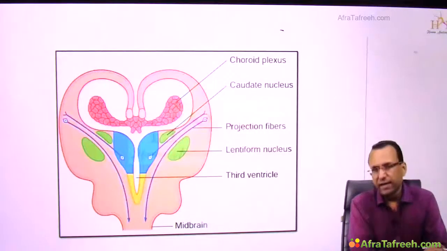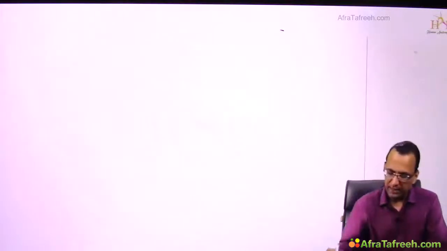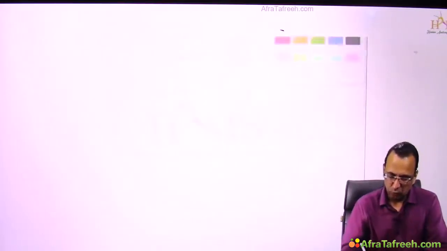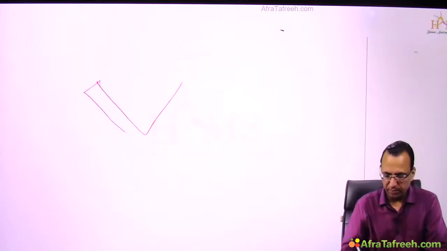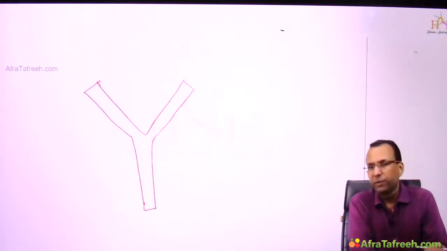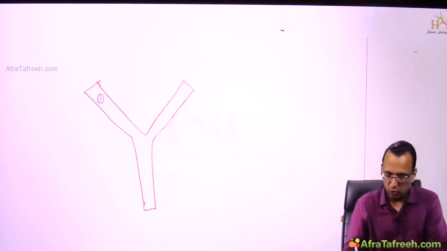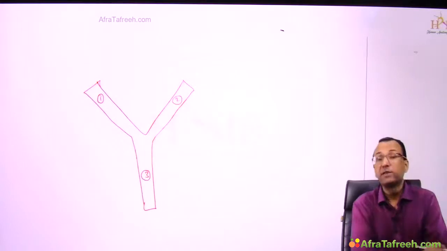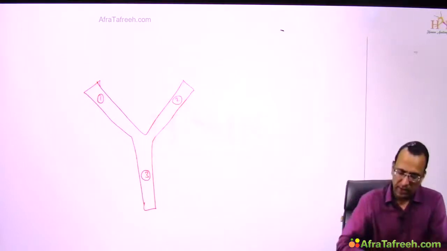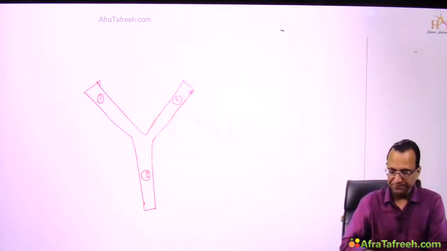Let us draw the diagram then. As you are drawing the diagram, you will tell that this is the Y-shaped ventricle. If you remember, there was a Y-shaped ventricle. Where? In the forebrain. Ventricle number 1, ventricle number 2, ventricle number 3. Number 3 is the midline ventricle. Ventricles 1 and 2 are also called lateral ventricles because they go to the right and left side.